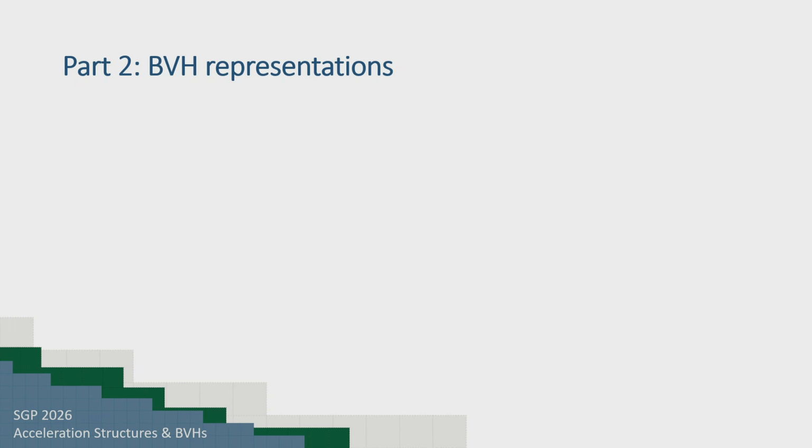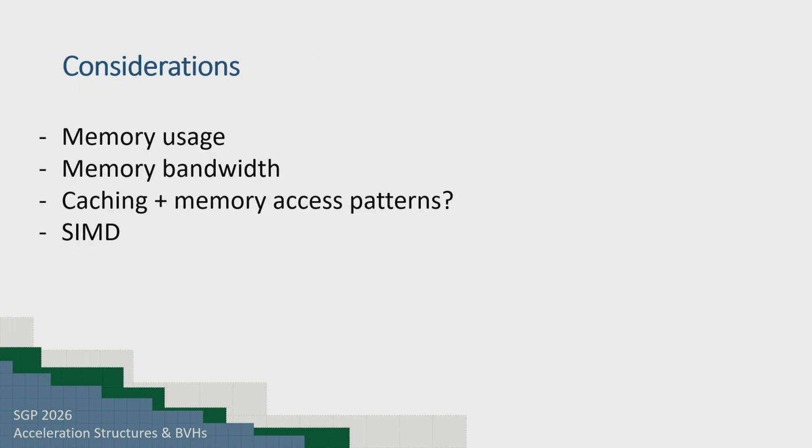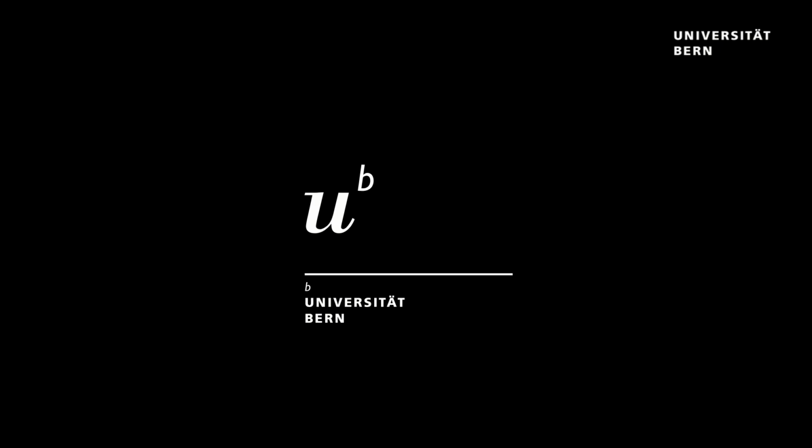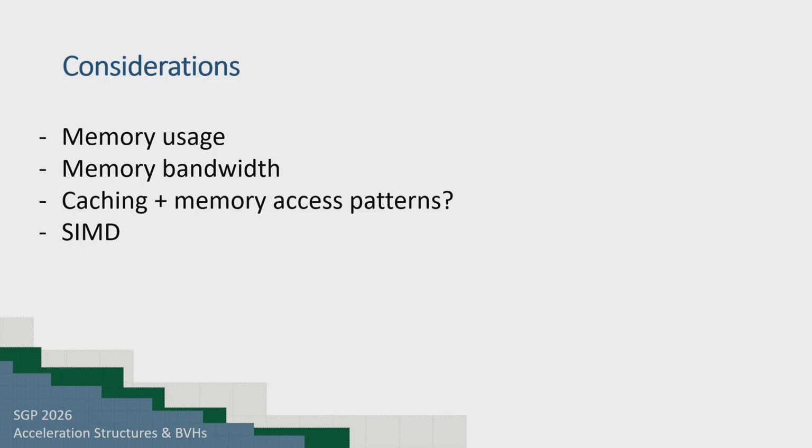What do we store? The key considerations here are, well, memory usage, although probably more memory bandwidth and how much memory we have to read. It also goes hand in hand with caching and memory access patterns. So if you jump around a lot in memory, we will cause a lot more memory to be read and transferred. And also how well we can then parallelize, let's say, our queries. How can we use SIMD, or how do we traverse this on a GPU?